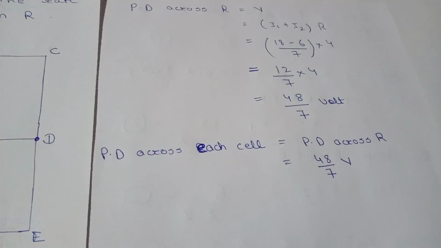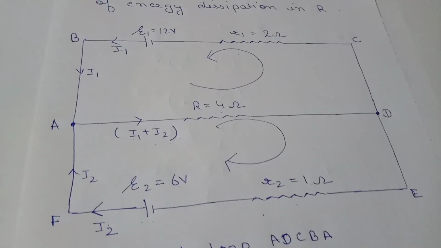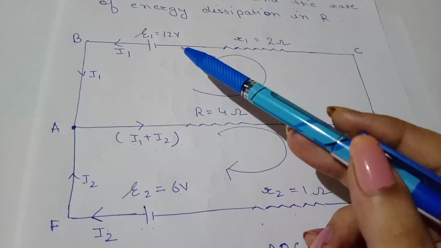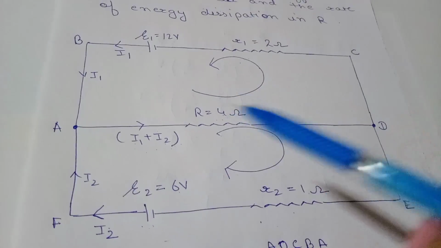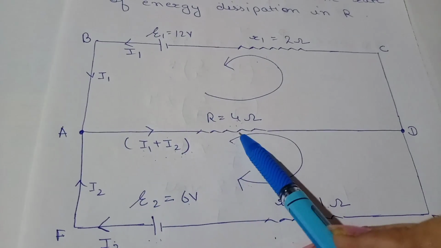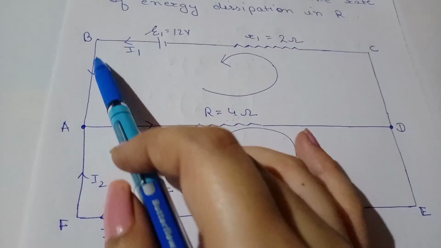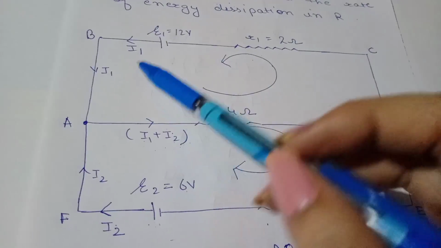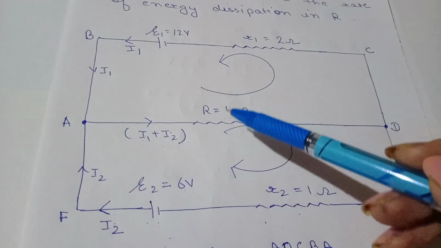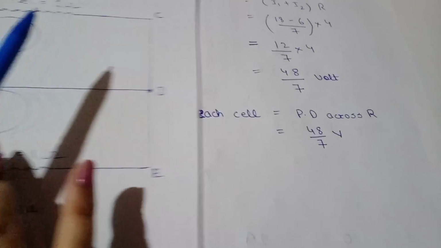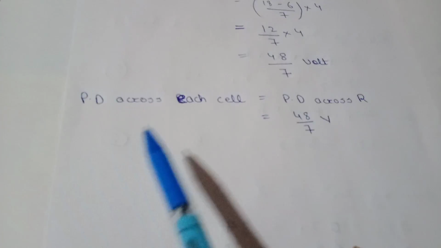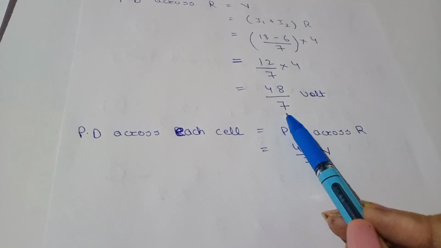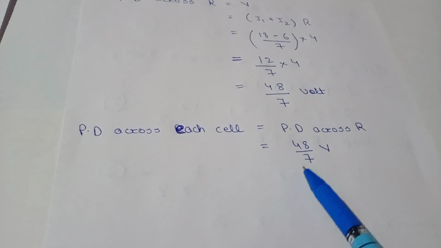Now if you observe this figure, then you will observe that the potential difference across each cell is equal to the potential difference across R. Because here the current I1 and here the current I2 both combine and flow from here. So the potential difference of these two becomes equal to the potential difference of this. That's why the potential difference of each cell is the potential difference across R. And R का हम लोगों ने पहले ही निकाल लिया, that is 48 by 7.